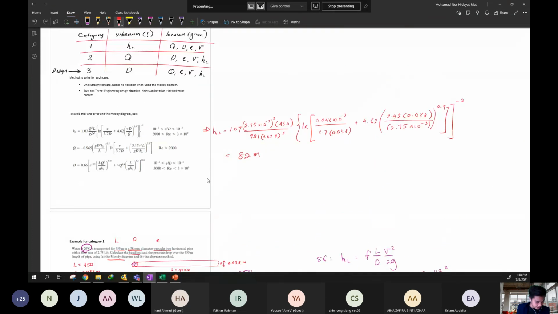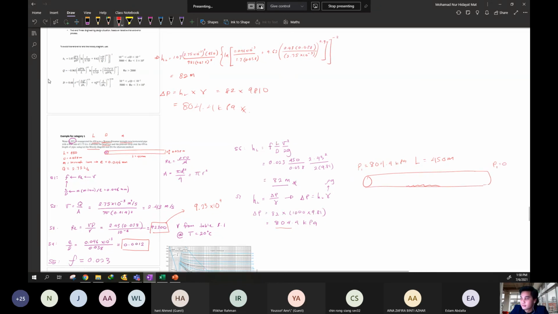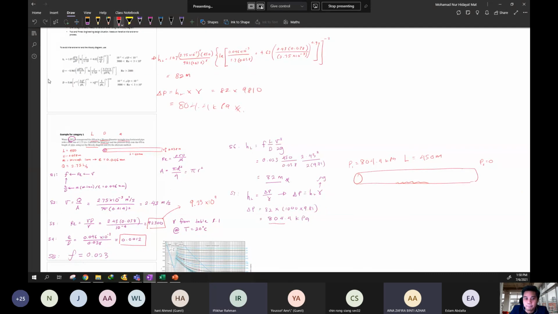So directly from this, the pressure drop delta P is equal to head loss multiplied with gamma, which is 82 multiplied with 9810. It is the same answer as before, which is 804.4 kilopascal. Okay, so far does everyone understand the two methods, the Moody diagram and the alternative method? Everyone? Yes, Doctor. Okay, so I think that's all for today.